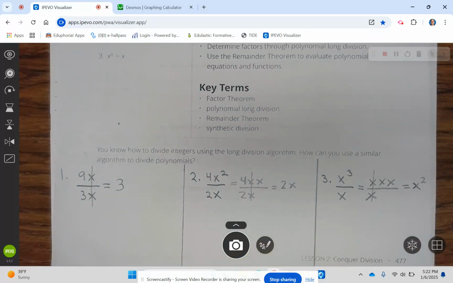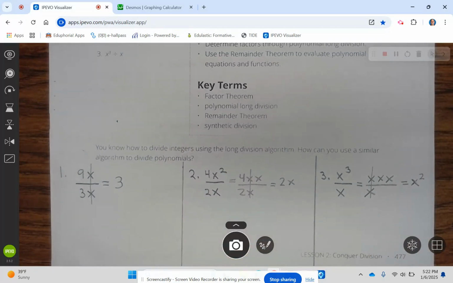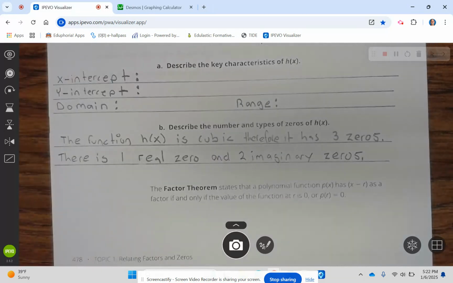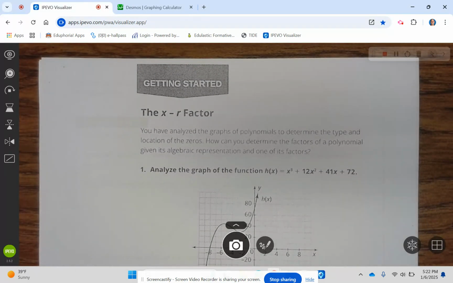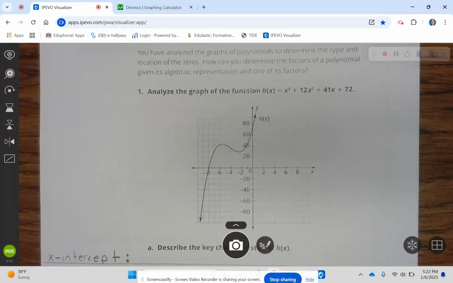Okay, go ahead and finish up the warm-up. All right, let's take a look at the next page. Getting started. x minus r factor. You have analyzed the graphs of the polynomials to determine the type and the location of the zeros. How can you determine the factors of a polynomial given its algebraic representation and one of its factors?